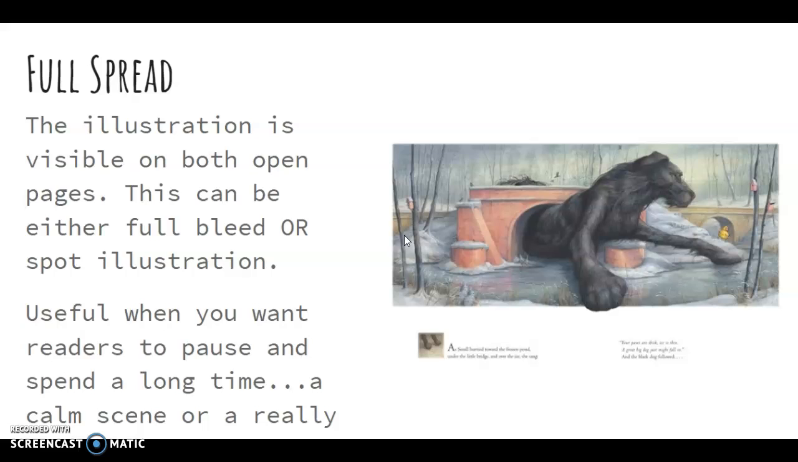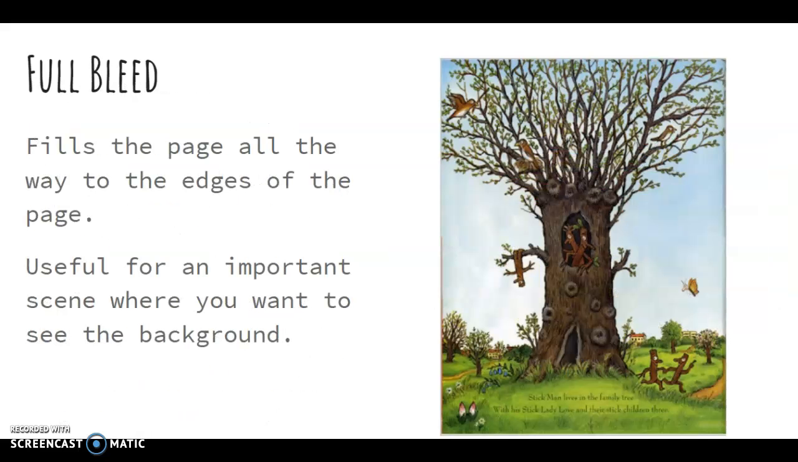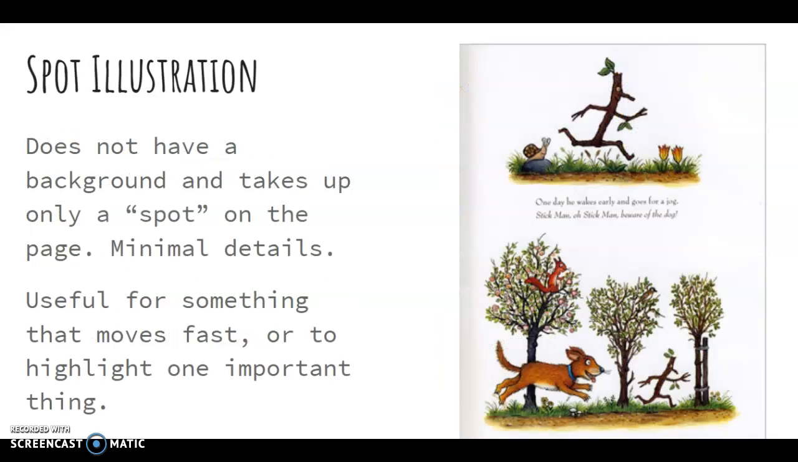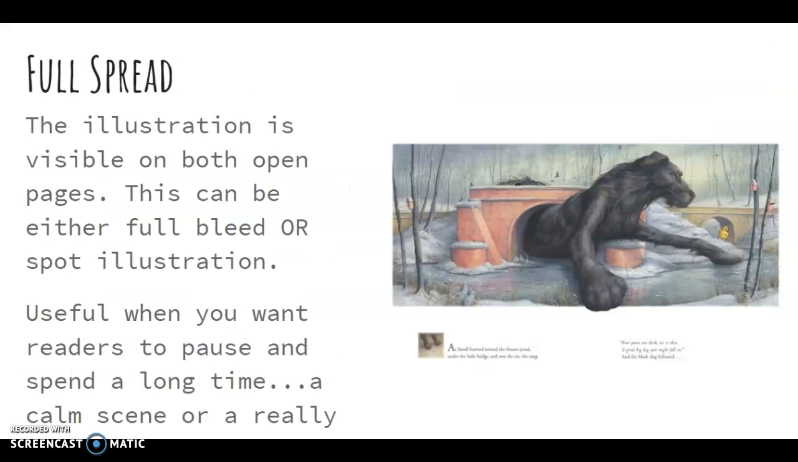Now our next kind is a full spread. This illustration is visible on both open pages, whereas this spot illustration and full bleed are right next to each other in the book. They're two separate scenes going on two separate pages. This one, the scene, takes up the entire open book. This can either be full bleed or spot illustration. This one is spot because it doesn't take up the full page.